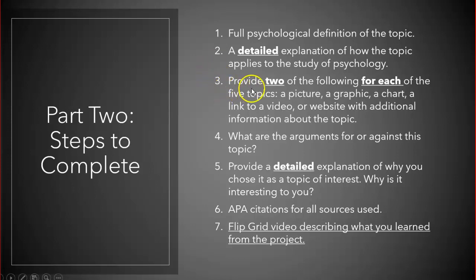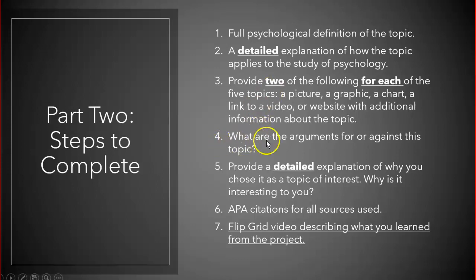Number 3, you're going to provide for each of the 5 topics 2 of the following. You may choose either a picture, a graphic, a chart, a link to a video or website with additional information about the topic. So since you are completing at least a minimum of 2 of those per topic, that means you'll have a total in your presentation of 10 of these items.